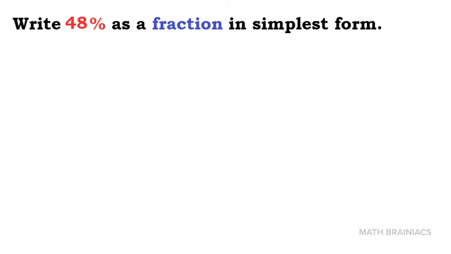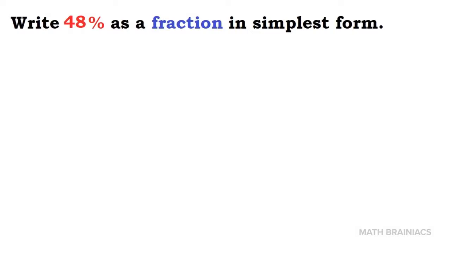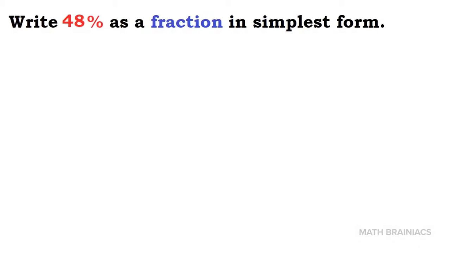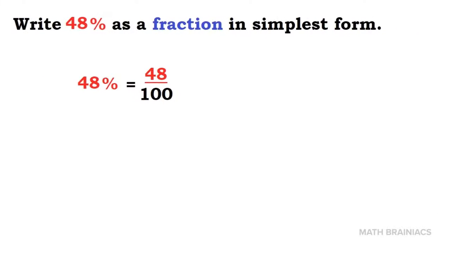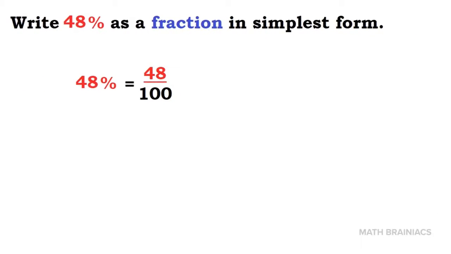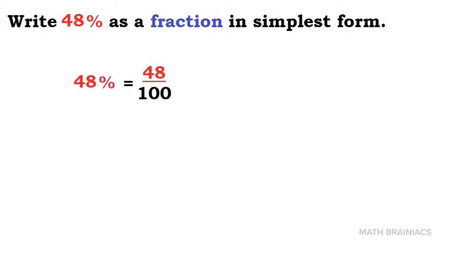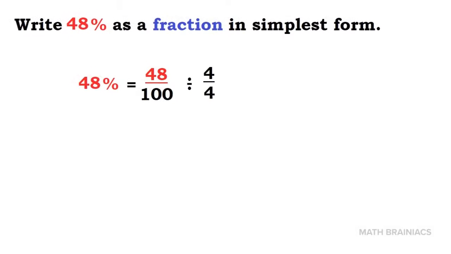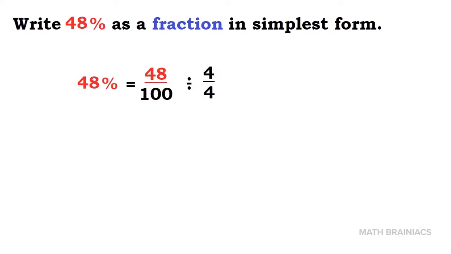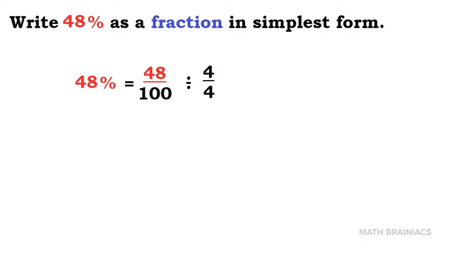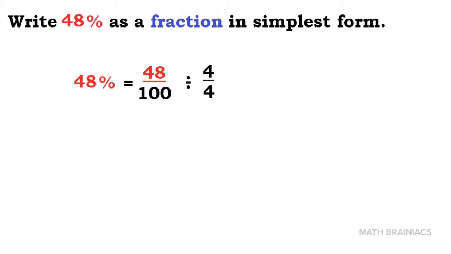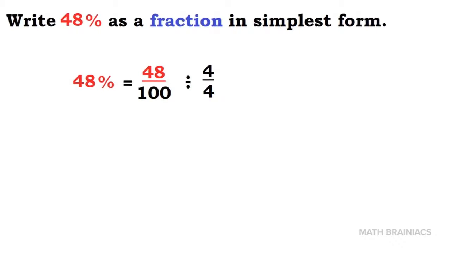Let us work on another example so that you can understand it well. Write 48% as a fraction in simplest form. Accordingly, 48% is equal to 48 over 100. To find the simplest form of 48 over 100, we're going to look for the common factor of the numerator and denominator. And in this case, the common factor is 4.